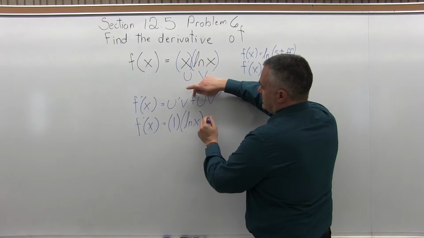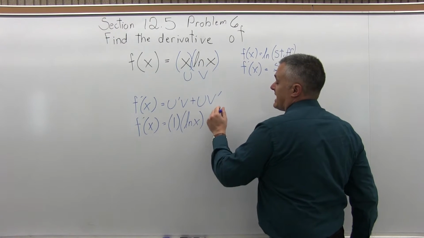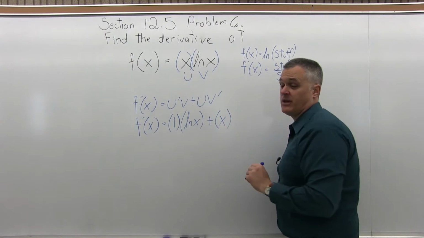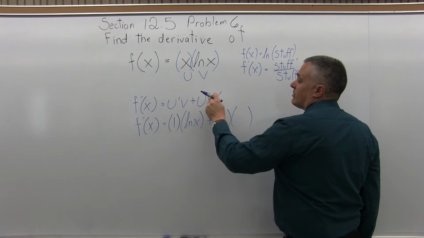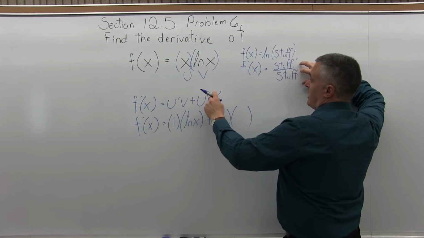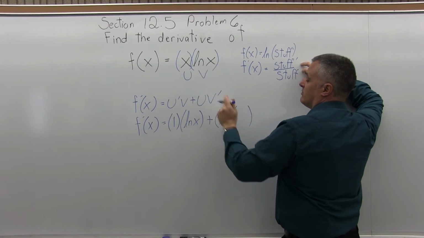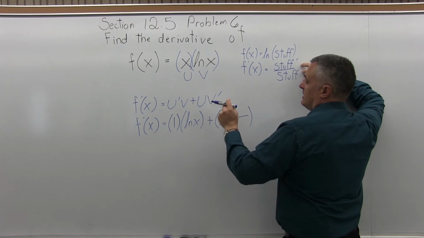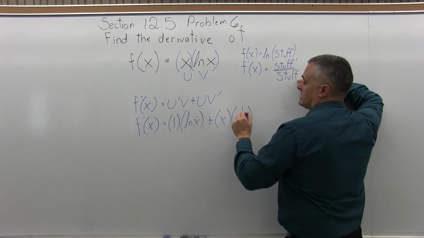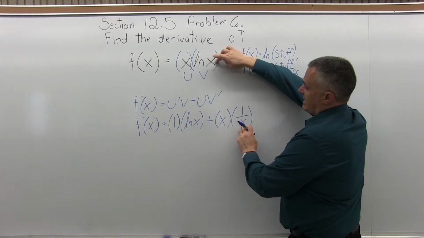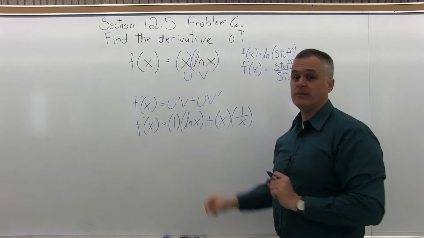Then I have plus. Then u with no prime. So u with no prime is just x, or 1x to the first power, if you like, or just x. And finally, the last piece on the end is v prime. So to figure out v prime, we're going to do the stuff prime over stuff, because v is some log of some stuff. So v prime, we're going to set up a fraction. The stuff goes in the denominator, as is, and stuff prime goes in the top. So the stuff is just x. That goes in the denominator. Stuff prime, the derivative of x, is just 1.